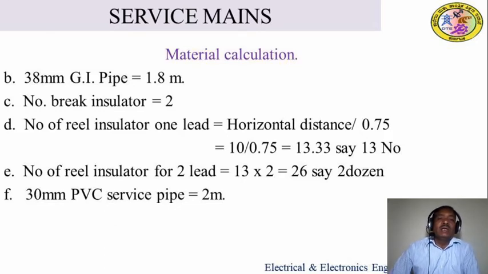Next, 30 mm PVC service pipe, 2 meter should be required for taking the service wire through the service pipe to the meter board. Up to the meter board, how much length is required? 2 meter should be required. So here the diameter should depend upon the size of the cable and the number of leads taken inside the pipe to the meter board. So correspondingly you have to select the diameter. The length required is 2 meter.